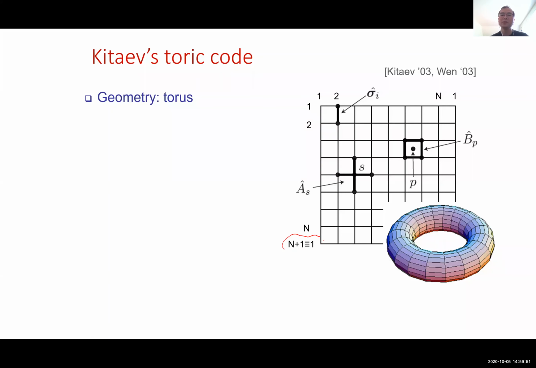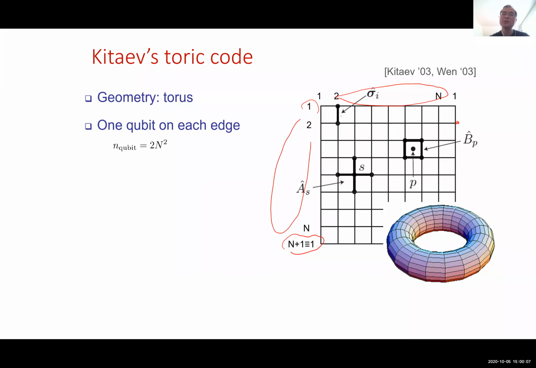Basically, this goes back to the first side, and this one also goes back to the first side. So it's connected periodically like a torus. Okay, and qubits are on edges. Qubits on edges, and there are operators acting on them. So in this case, there are 2n squared edges, so you have 2n squared qubits.